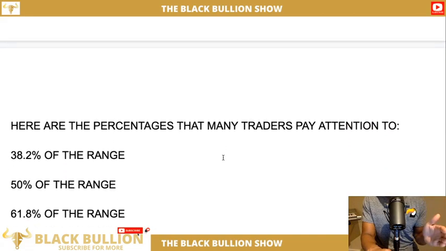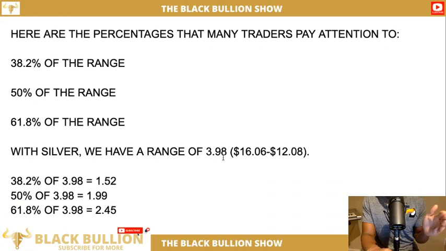So here are the percentages. You can kind of think of them as the peaks and troughs that many traders pay attention to. They pay attention to the 38.2% of that range between $16 and $12, 50% of that range, and 61.8% of that range. So with silver, we have a range of $3.98. How do we get that? We get that by subtracting $12.08 from $16.06. We get $3.98. So now we need to figure out, well, what is 38.2% of this 3.98 range? Well, that equals 1.52. 50% of that is 1.99, and 61.8% of that is 2.46.